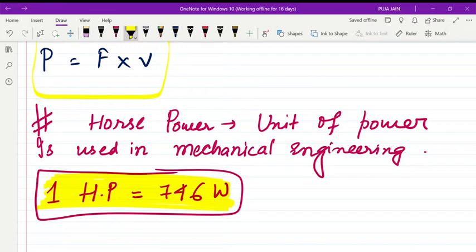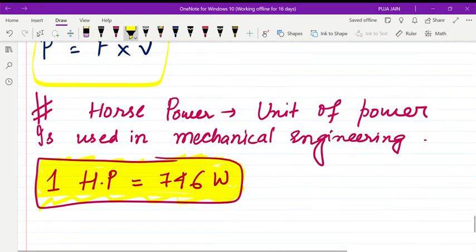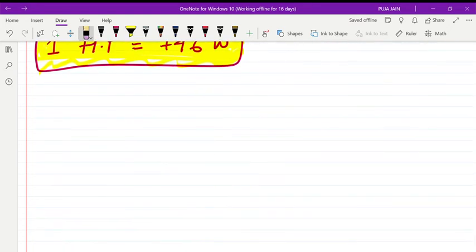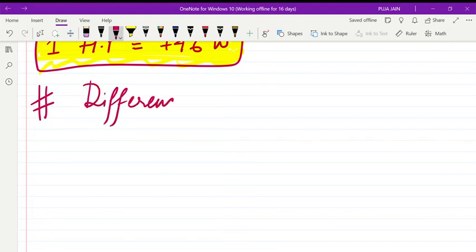Okay, now we will do some sums related to it. Today we will not do sums, we will do sums in the next lecture. Today one more thing which I will tell you is the difference between work and power. Let's complete the theory portion today. The next lecture we will do the sums. Difference between work and power.